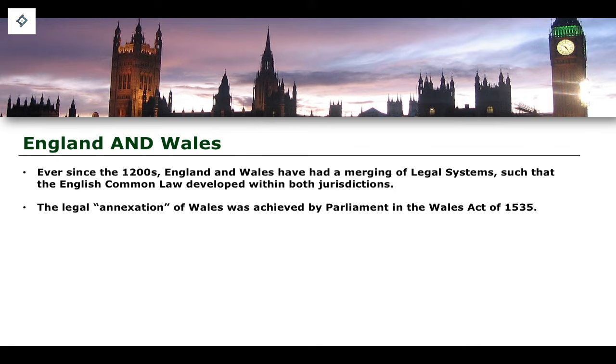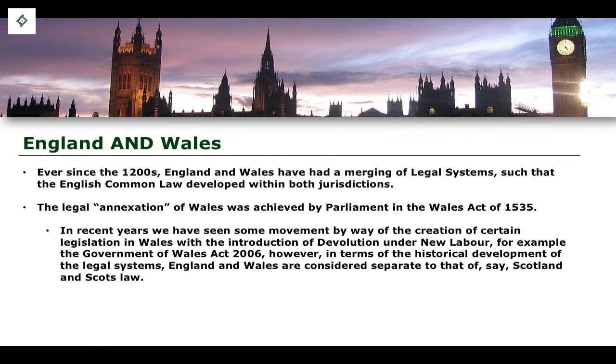And so the legal annexation of Wales was achieved by Parliament in the Wales Act of 1535. So for the longest of times, England and Wales have had similarities in terms of their legal systems. The common law has developed in both of these legal systems in conjunction with each other. And so when we talk about the legal system that we are referring to in this series, for example when we do criminal law and the law of torts, we're talking about the legal system of England and Wales.